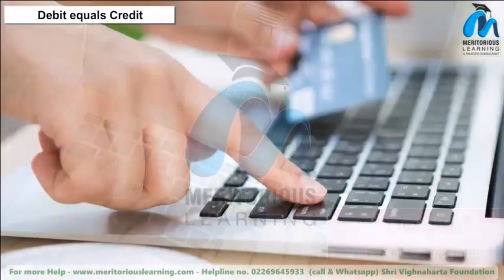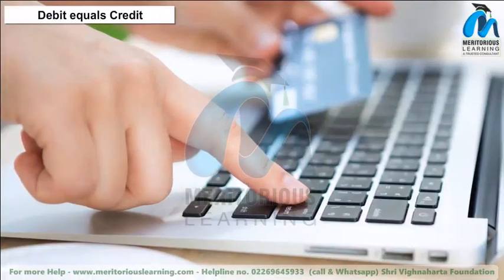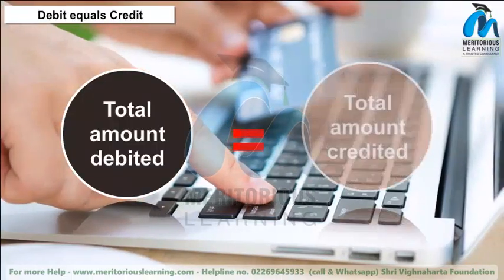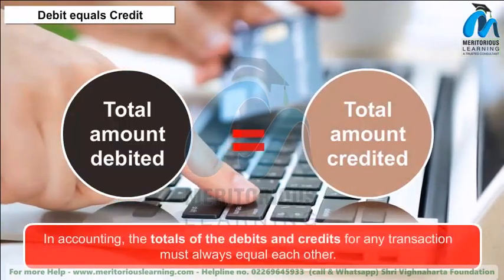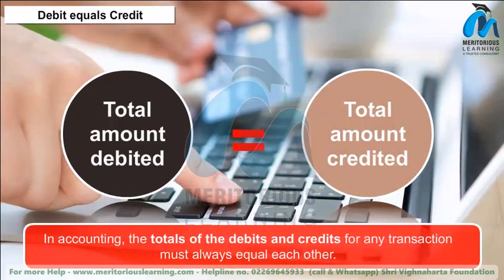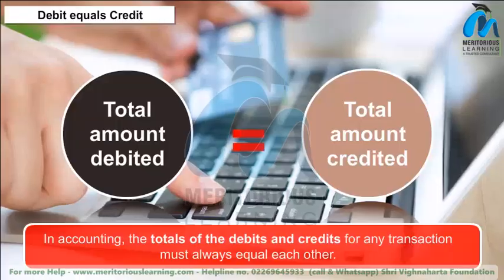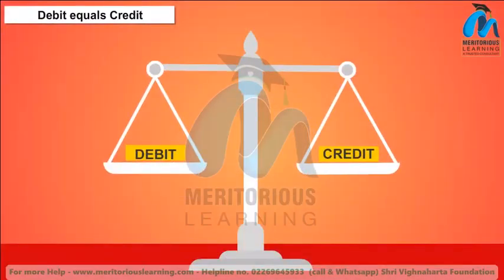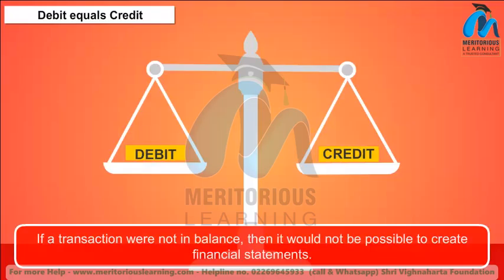Debit equals credit. When recording each transaction, the total amount debited must be equal to the total amount credited. In accounting, the totals of the debits and credits for any transaction must always be equal to each other, so that an accounting transaction is always said to be in balance. If a transaction were not in balance, then it would not be possible to create financial statements.